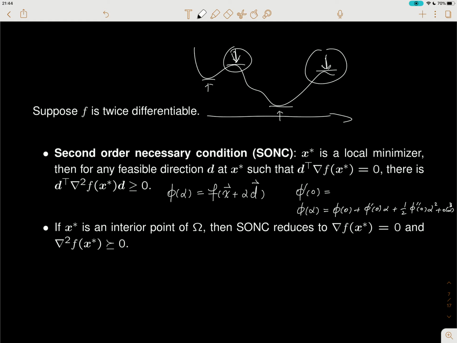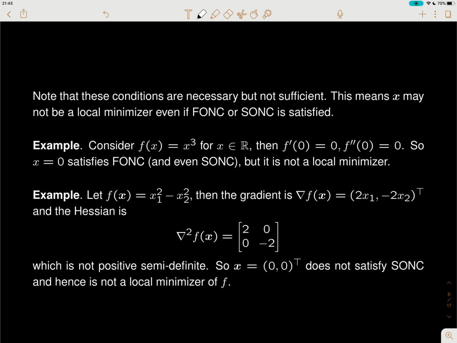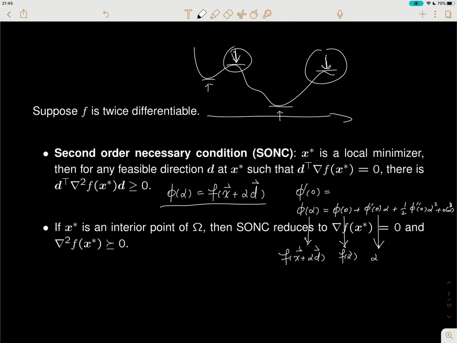So let's translate this into the original function. The phi of alpha becomes f of x plus alpha d. This is just f of x. This is alpha times the directional derivative, which is gradient f at x times d, right? And for this one here, if I take the first order derivative, that gives me gradient f at x plus alpha d, times d.